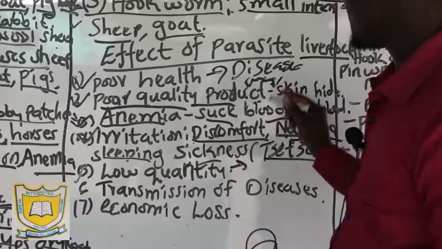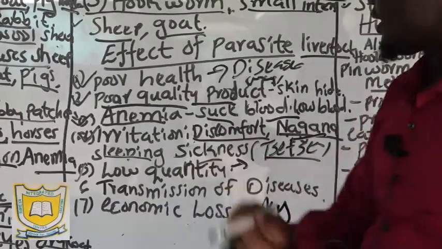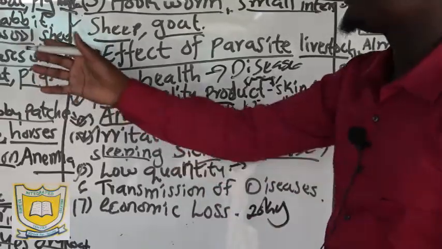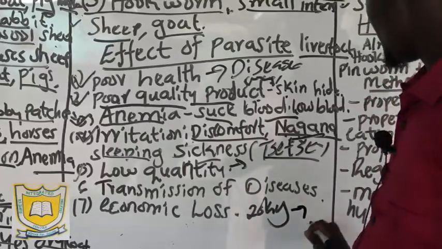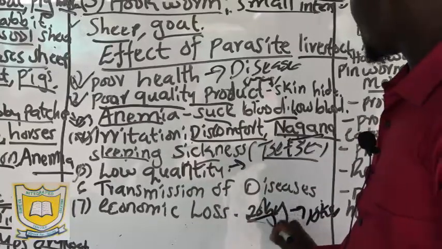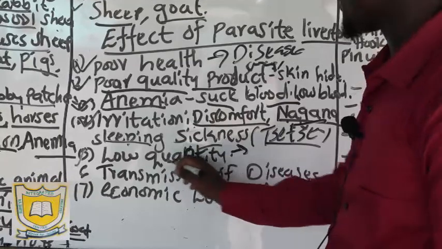If we get, for example, 20 kg of wool per sheep, but now the sheep has been affected by ticks, mites, and also fleas, it means it has to reduce maybe up to 10 kg of this wool. Now this has led to the reduction of the products, meaning there is a low quantity of the products.